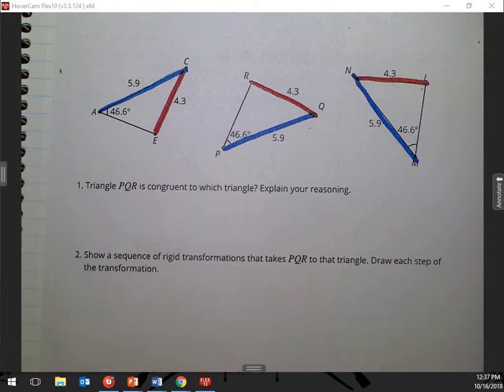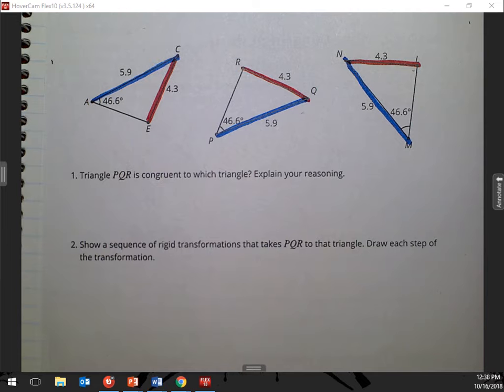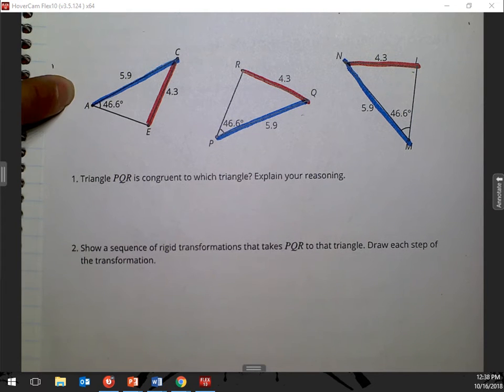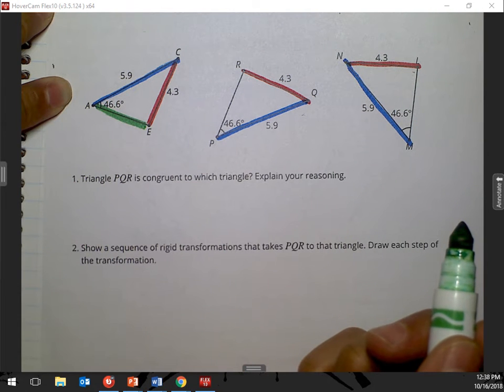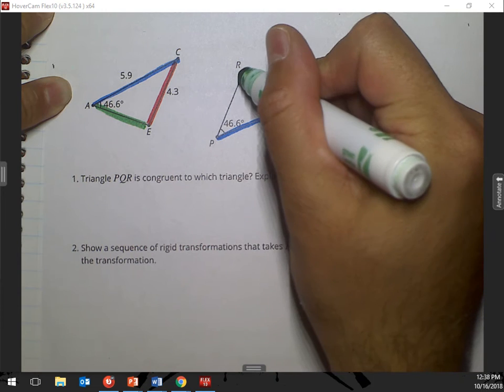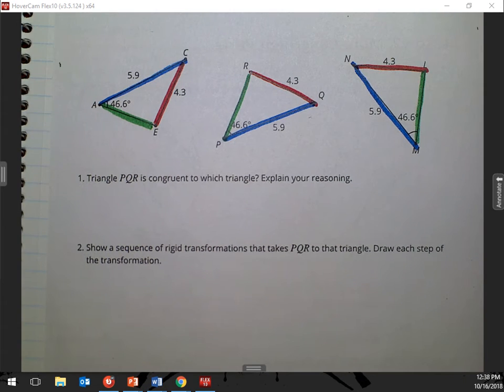Okay. So now there goes with my third side. My third side, AE, would be congruent to RP and LM. Okay, there we go. So we start there, right?